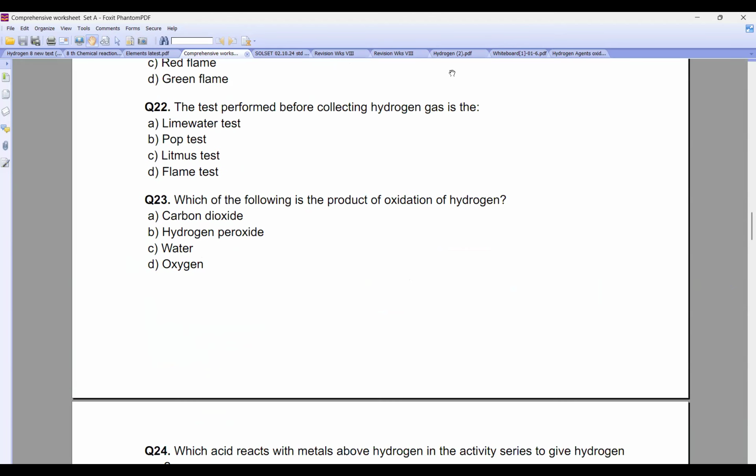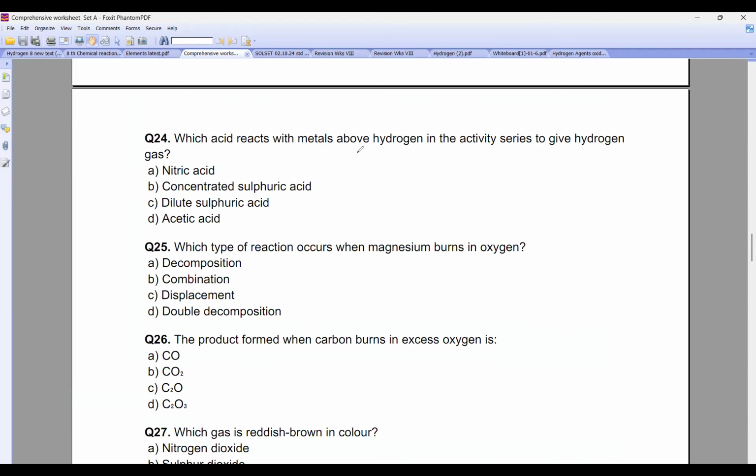Which of the following is the product of oxidation of hydrogen? If we oxidize hydrogen, what do we get? Water. Which acid reacts with a metal above hydrogen in the activity series to give hydrogen gas? Dilute sulfuric acid.